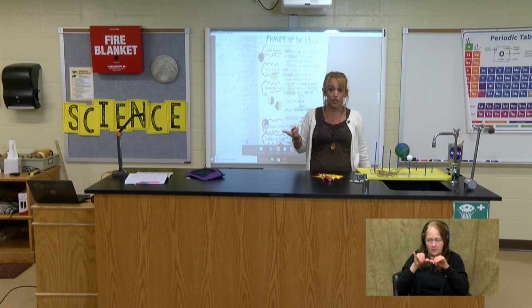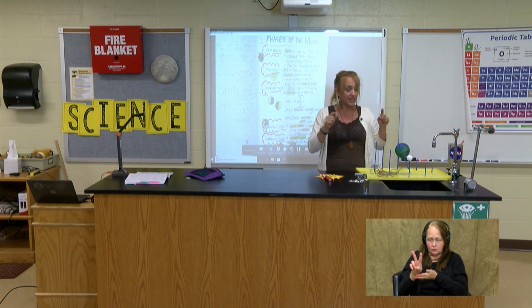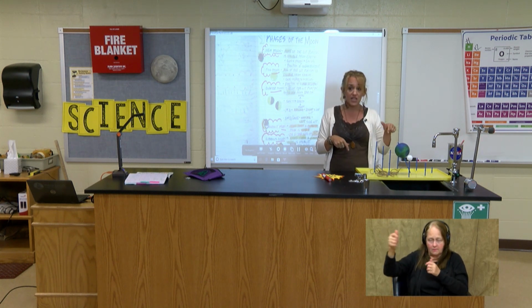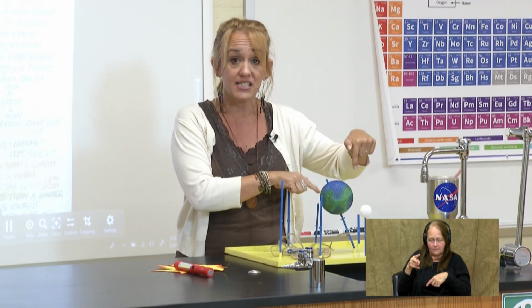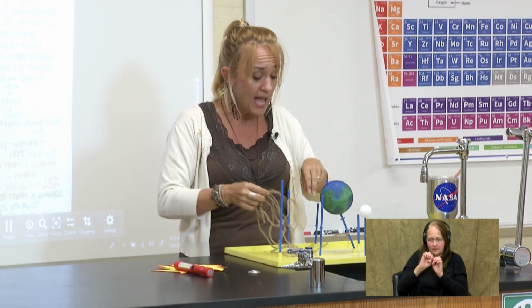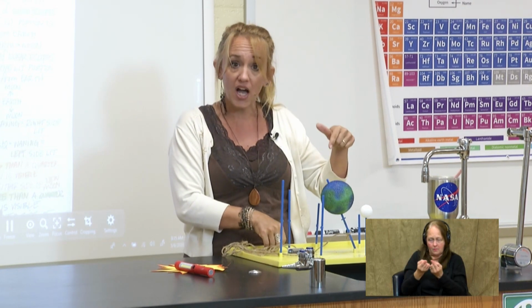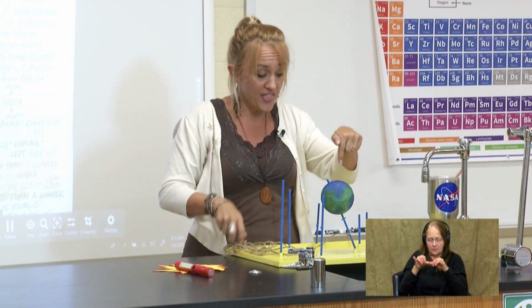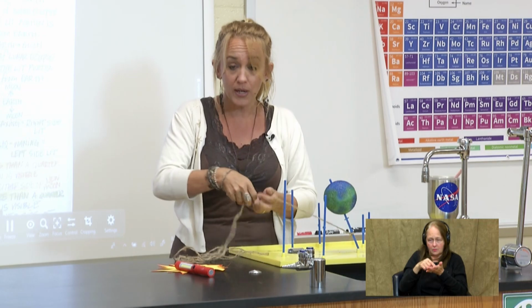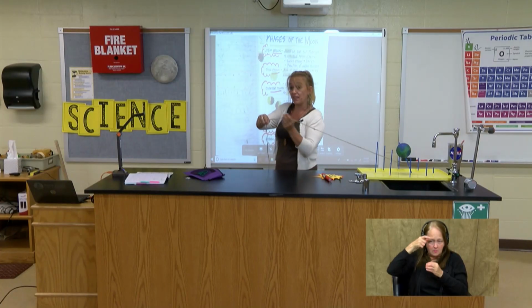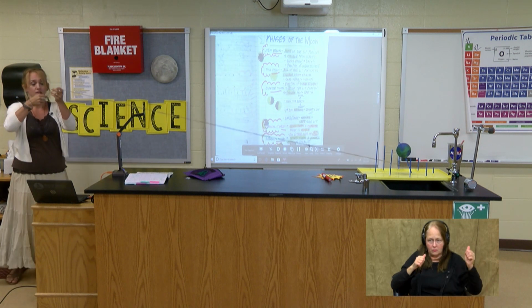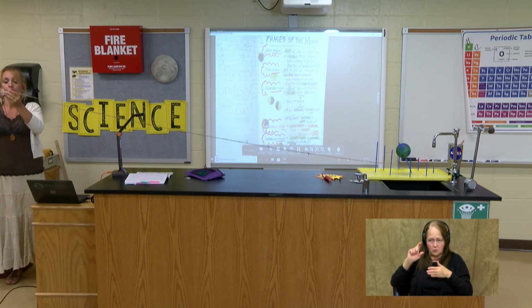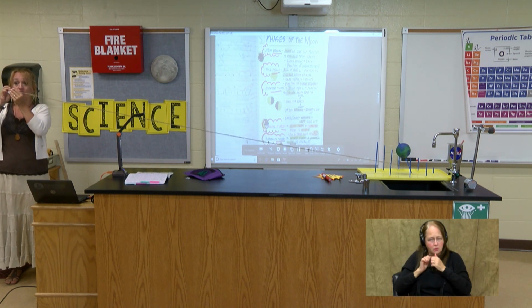Remember from week 2, we learned that the distance from the moon to the earth is about 9.5 times the distance at the equator. So I've taken my string and I've measured that off, and at this scale, if we were to place the moon at the appropriate distance, the moon would be all the way out here.